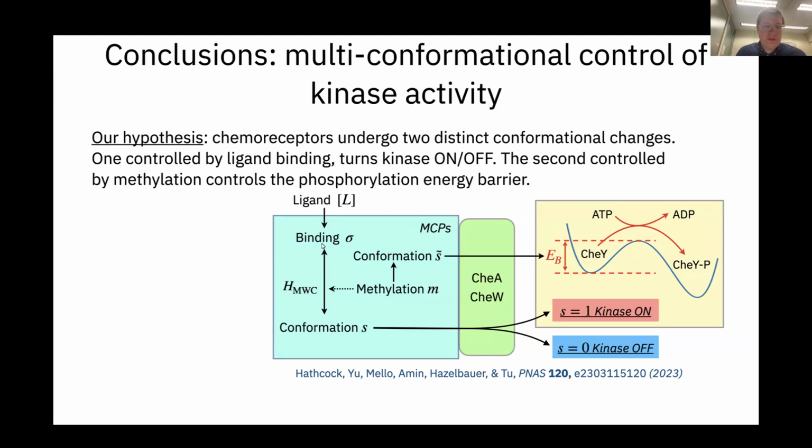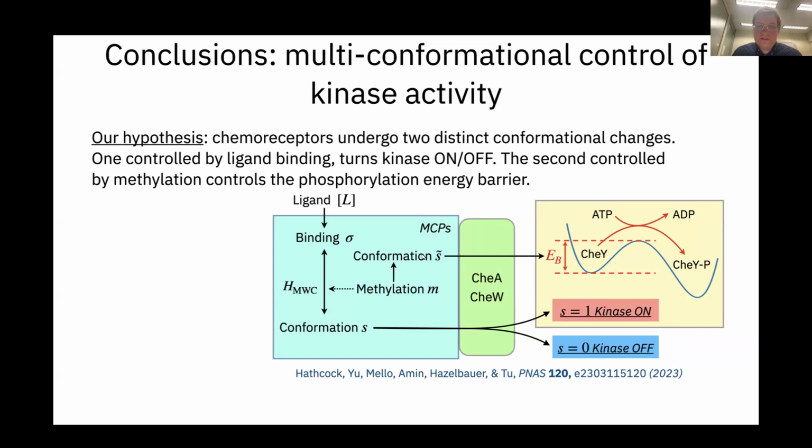Previously, it was thought that ligand binding basically impacted the free energy balance between these on and off kinase states, and that methylation was undoing that conformational change, or undoing the balance between those two conformations. So in other words, both ligand and methylation were impacting the free energy balance between states of the same conformation within the receptors. We've proposed that methylation modifies the energy barrier to phosphorylation rather than the balance between the on-off kinase states.